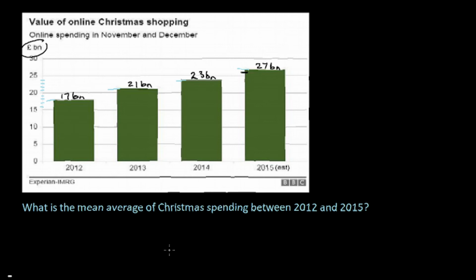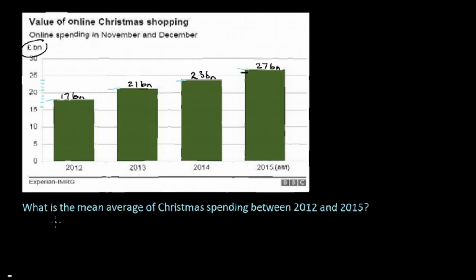When you add all these up, you get 88. $88 billion, and then you can just divide by how many you have. So 88 divided by 4, which is 22 billion. And that's how you find the average of that.